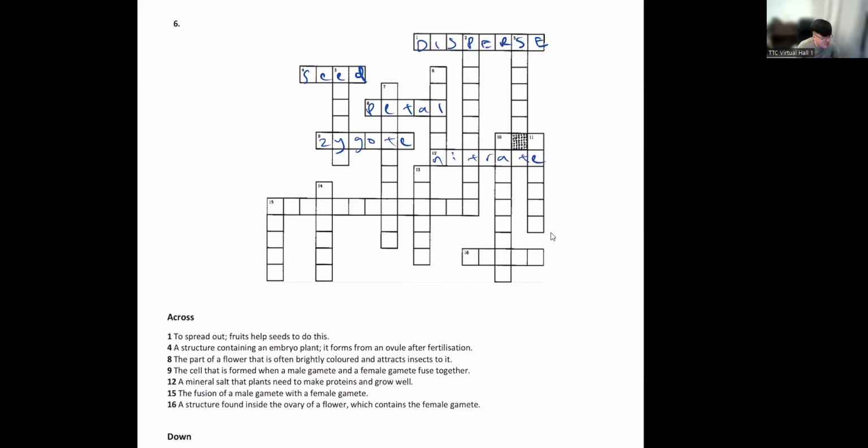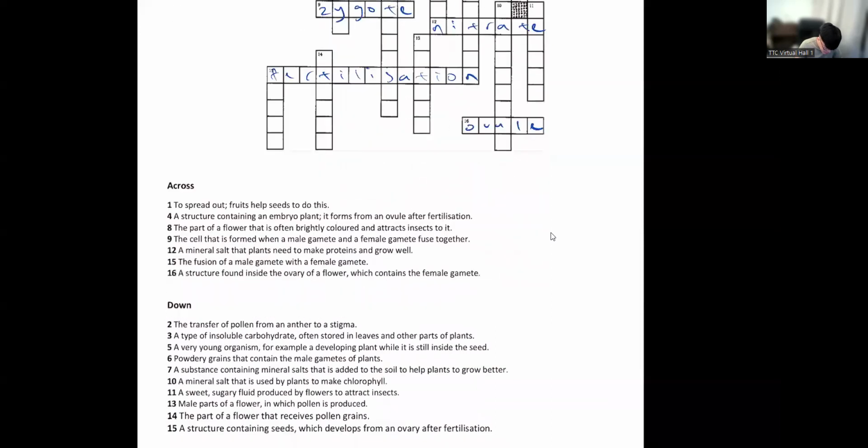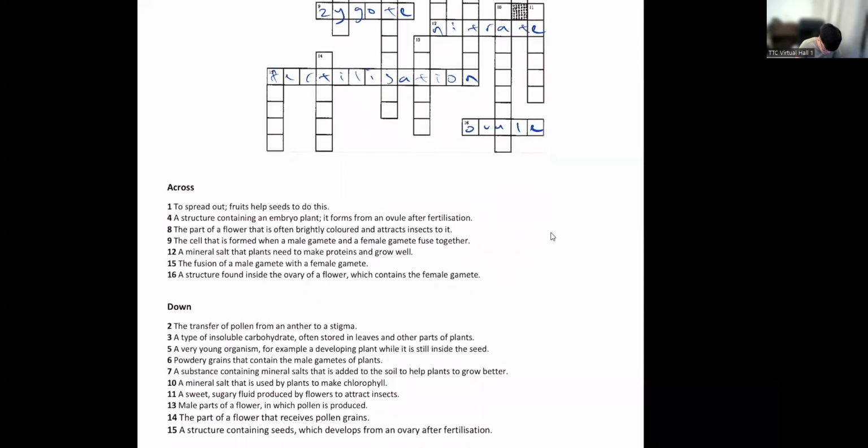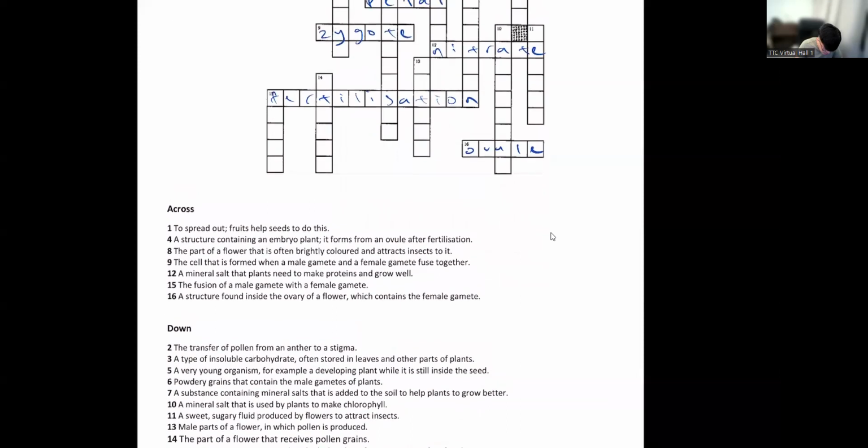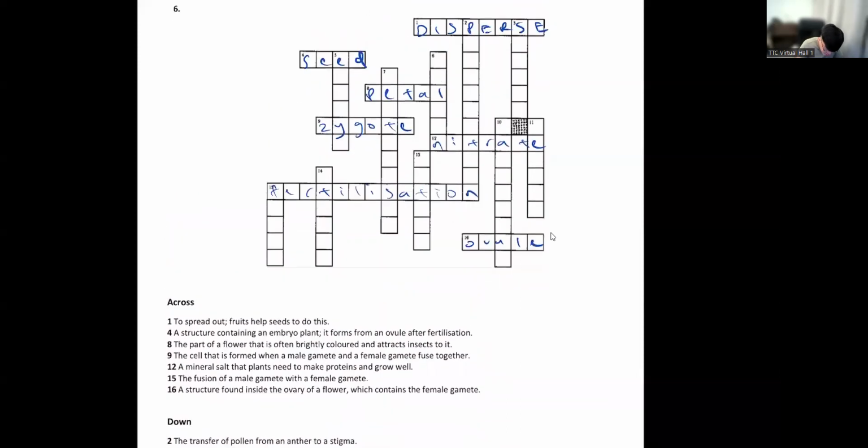So, the fusion of male and female, that's what we call fertilization. Long word. Fertilization. So 16, a structure found inside the ovary, which contains the female gamete, that will be an ovule. So number 2, transfer of pollen grain from anther to the stigma. This is called pollination.